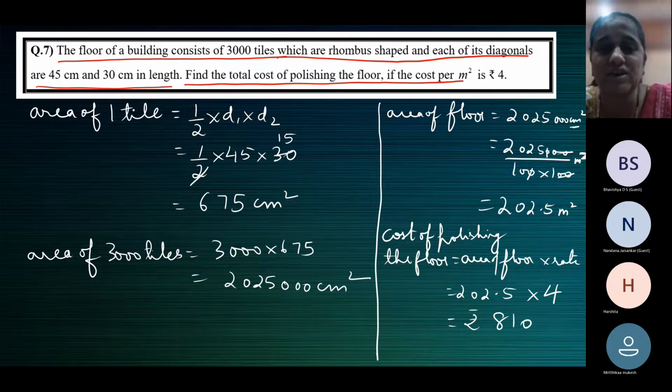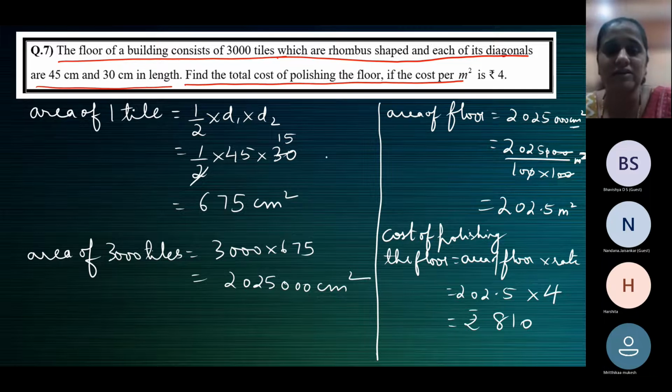What is the shape of the tile? Rhombus. How do we find the area of the rhombus? Since the information is given about the diagonals of the rhombus, we use the formula half d1 d2, half into the product of diagonals, half into d1 into d2.